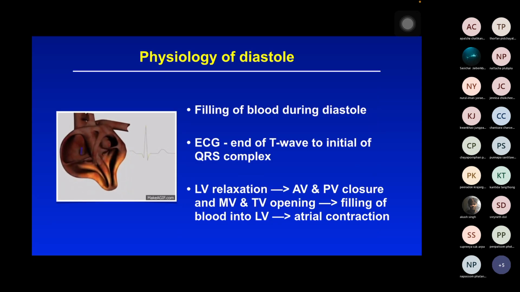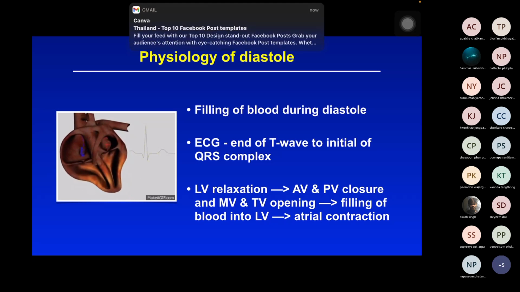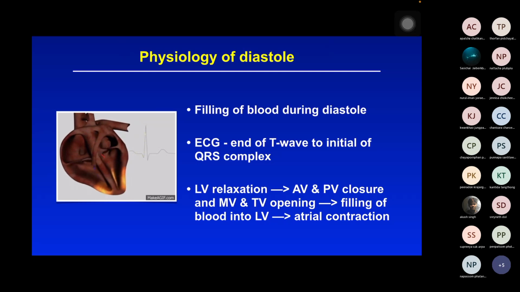Okay, the physiology of the diastole. Basically the heart function is divided into systolic and diastolic. The systolic is divided into 2 phases. The first one is the isovolumetric contraction. During this phase, there is no flow from the LV to the systemic circulation, but this phase generates the pressure without the flow.